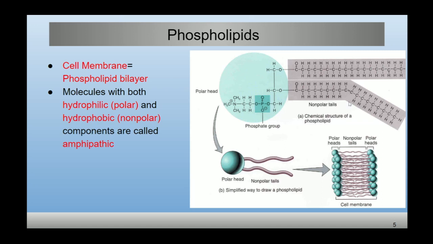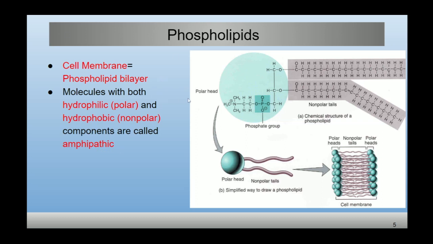However, we've got nonpolar tails. You can see that they're nonpolar, and so these nonpolar tails are actually facing on the inside, while the polar heads face on the outside. Molecules with both hydrophilic polar and hydrophobic nonpolar components are called amphipathic. So phospholipids are called amphipathic molecules or compounds.